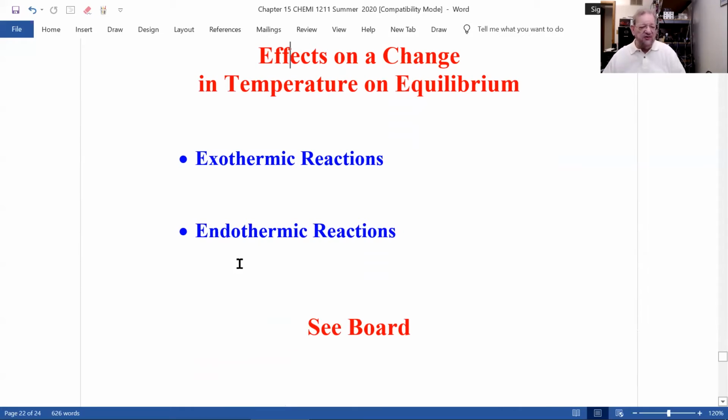Let me just remind you, in an exothermic reaction, when you react, it gives off heat or energy. And for this class, the energy will be heat. An endothermic reaction is where you have to add heat.